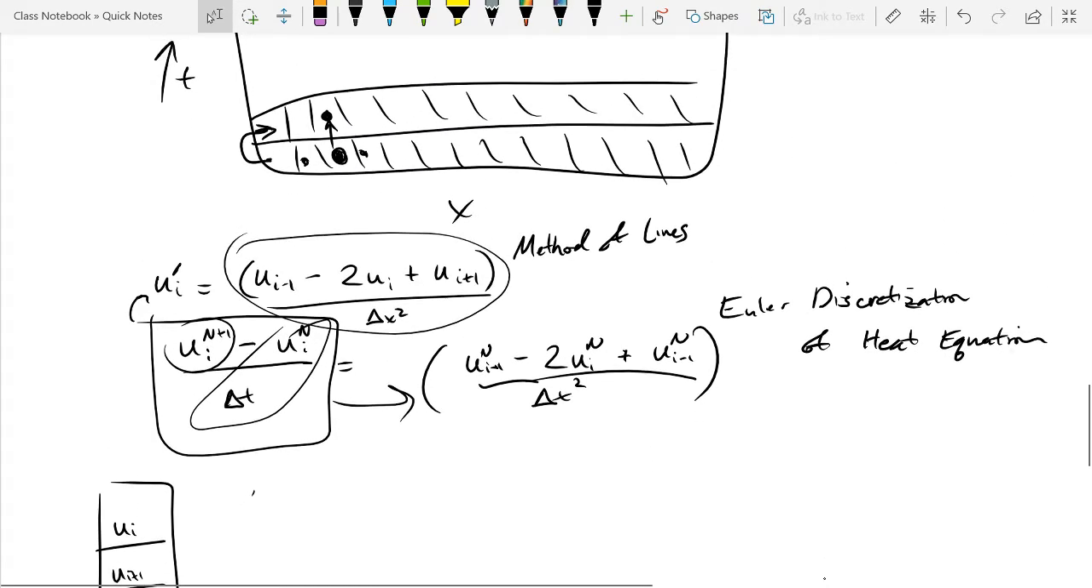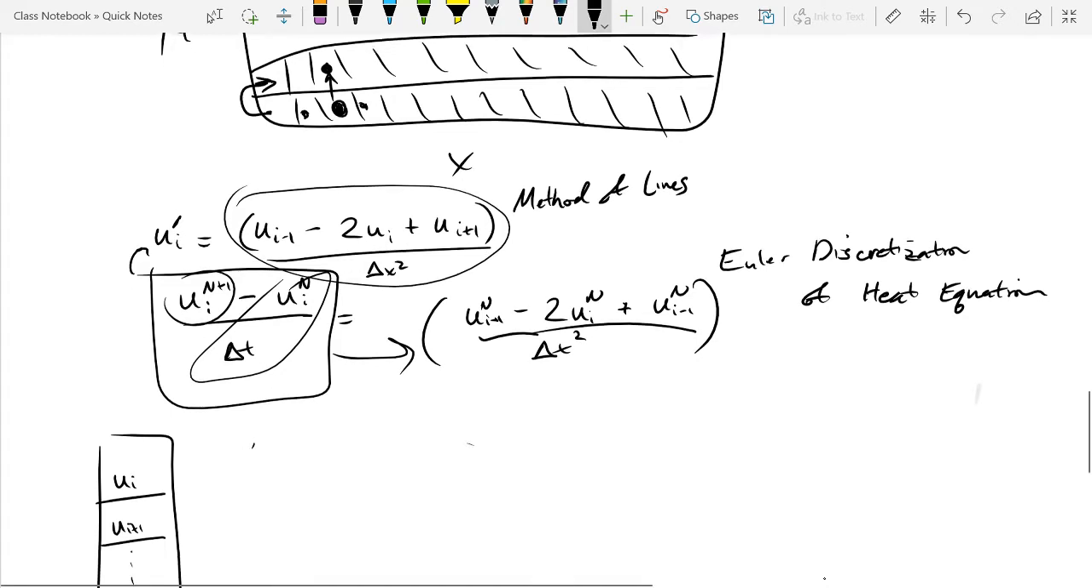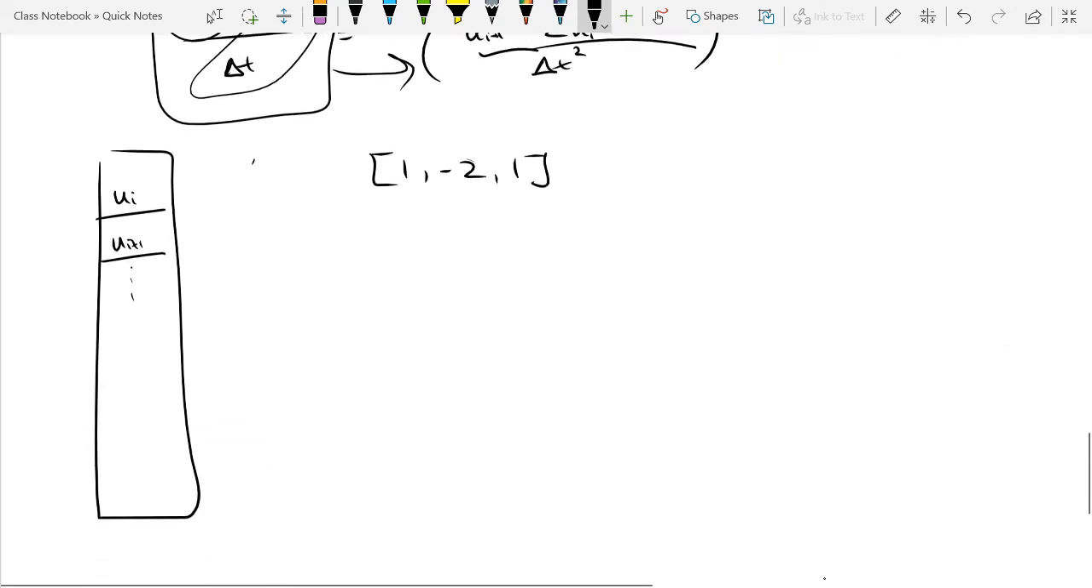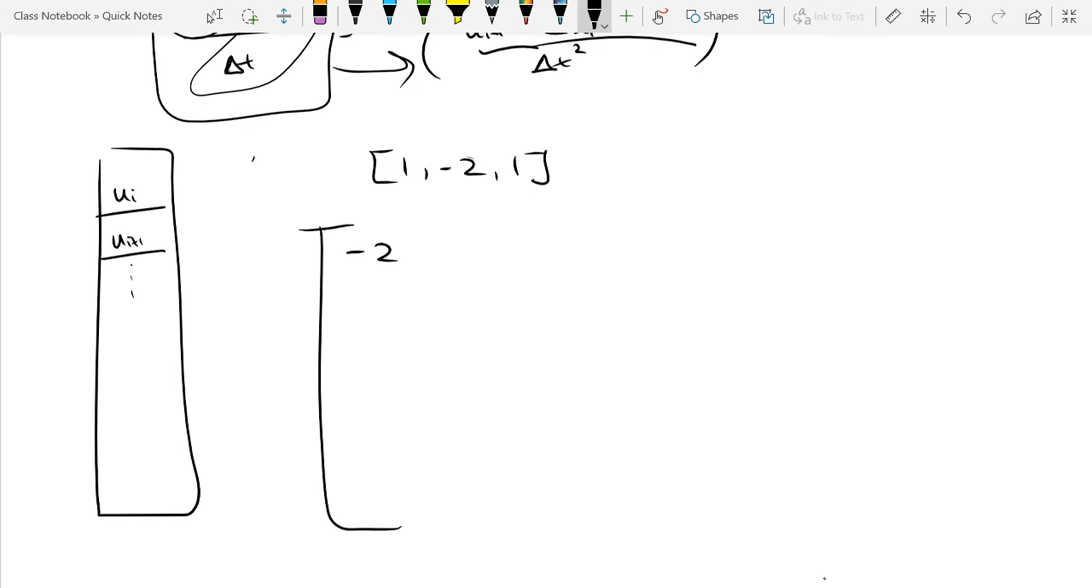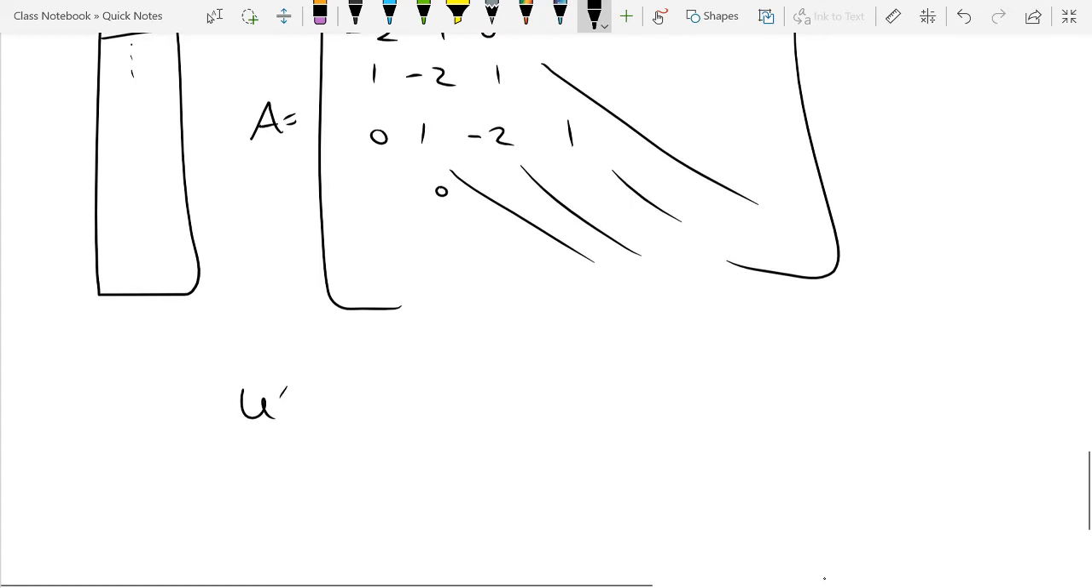So another way that this can be written, instead of writing this plus 1, minus 2, 1, is to say that this is the stencil 1, minus 2, 1. If we actually write out a matrix, it is minus 2, 1, 1, minus 2, 1, 1, minus 2, 1, and now we have zeros. So this is a tridiagonal matrix. If we call this A, then our system of ODEs is just u prime equals A times u.